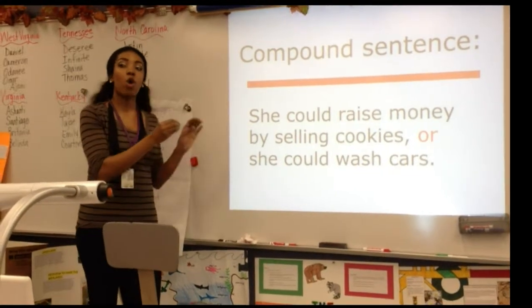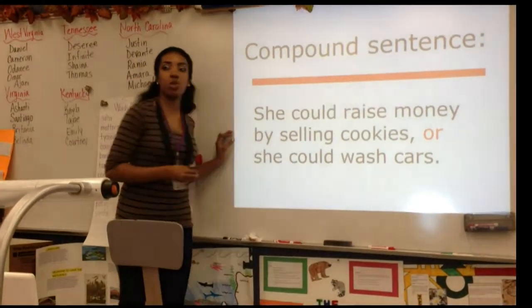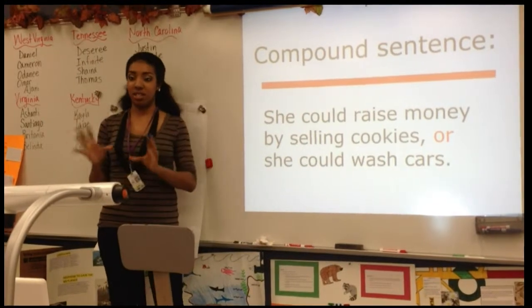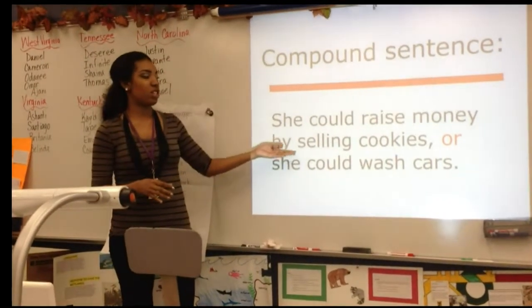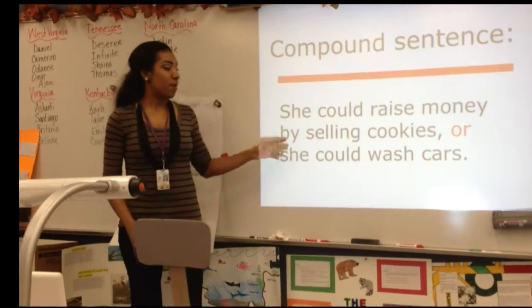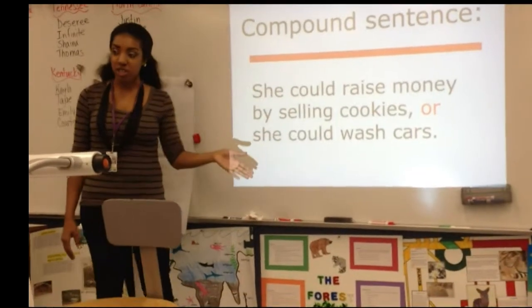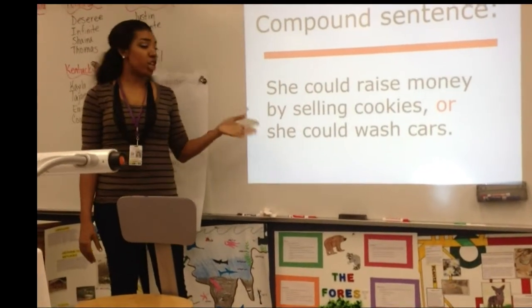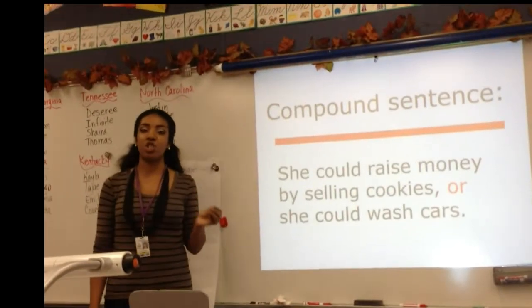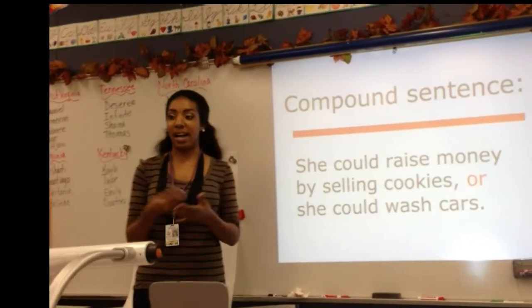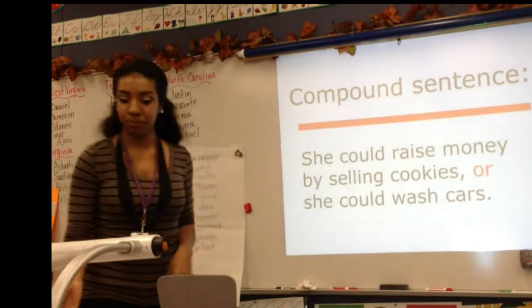Those are two choices. Or is a conjunction you would use to combine two choices. Okay. So choice number one was that she could do what? Raise money by selling cookies. What was the other choice that she could do? She could wash cars. So or is a conjunction you would use to combine two choices. Okay?